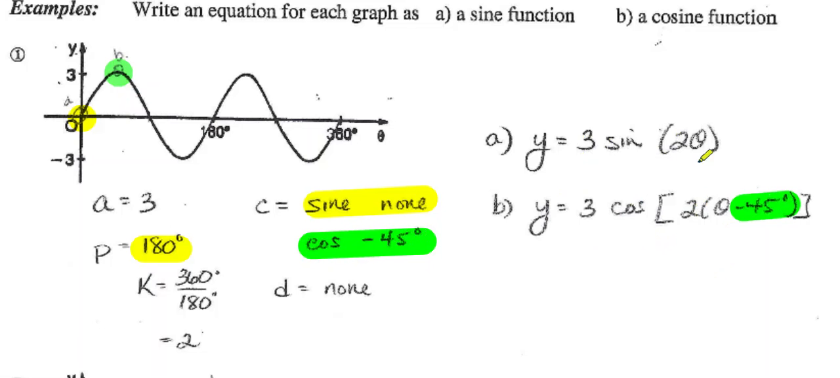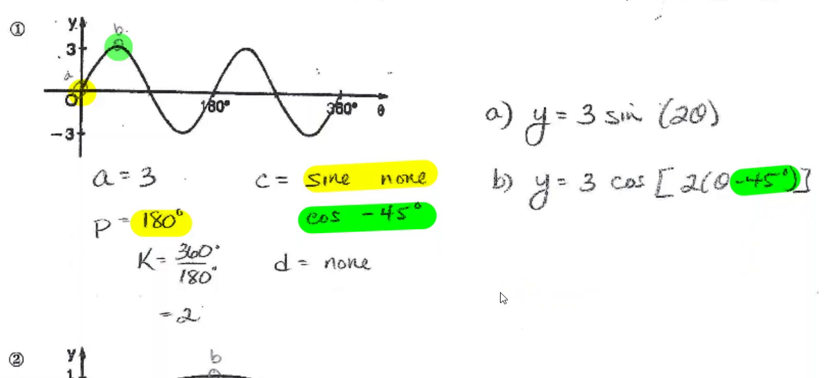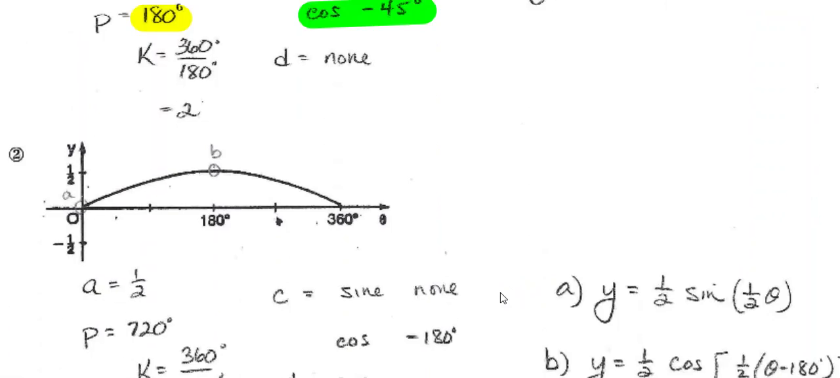Notice everything else is the same except for the fact that we changed sine to cosine, but the phase shift is the only numerical value that's changing here. Everything else stays the same. It's imperative that that happens. All right, let's move on to the next one.